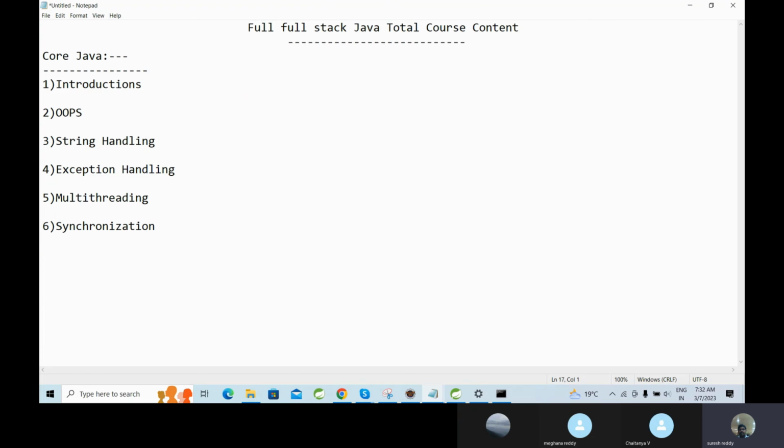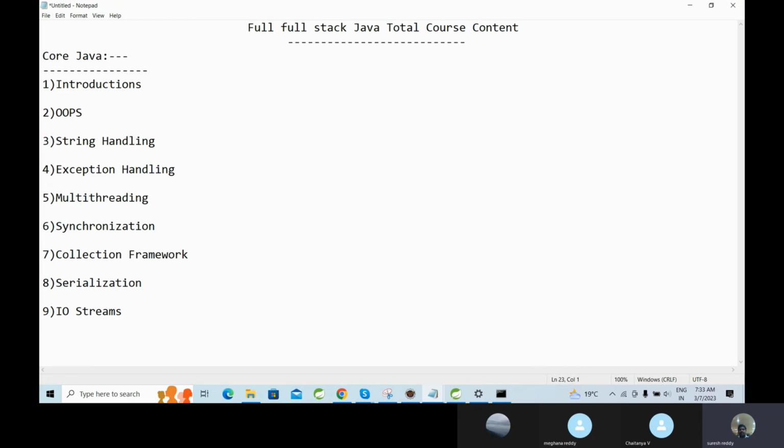Next, collection framework. Next, after that, the eighth one, collection framework. Next, serialization. Next, after that, the ninth one, IO, input output streams. Only two classes. IO streams means input output streams.